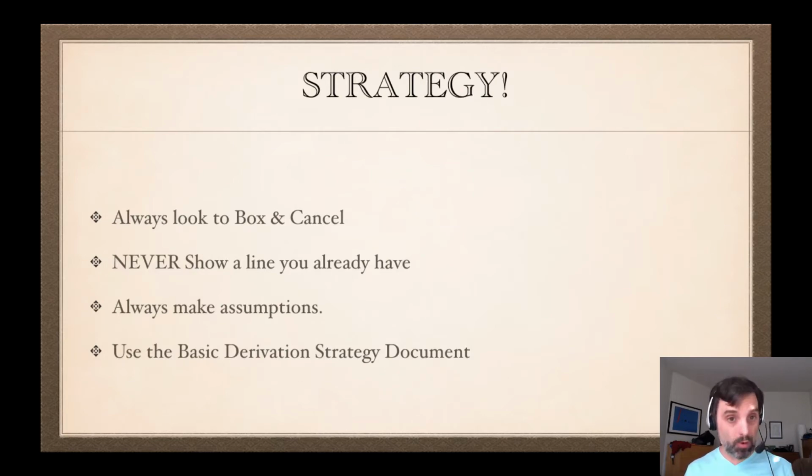So some important strategies: always, always, always be looking to box and cancel, because that's how you finish the derivation. You never want to show a line you already have. Why? Well, you already have it. So when you complete the subderivation, all you're doing is getting something you already had, which doesn't help you. You always want to make an assumption after you put in a show line, and then use the basic derivation strategy document that I was talking about previously.